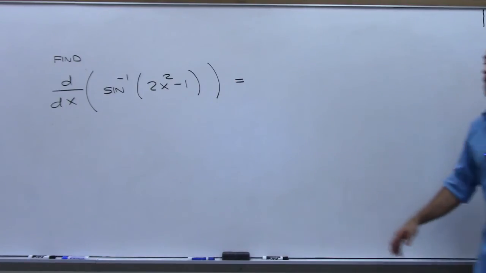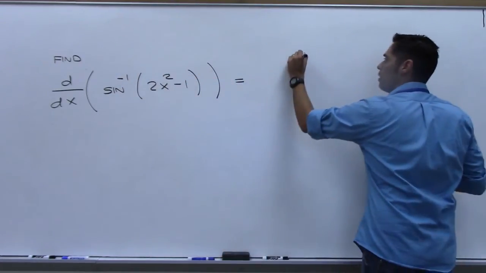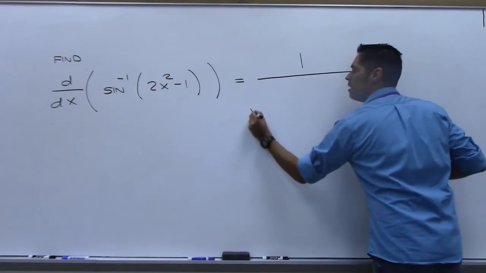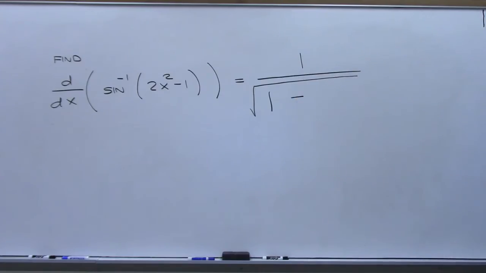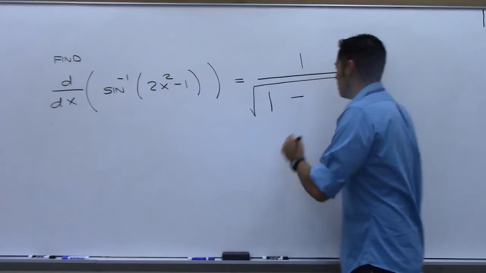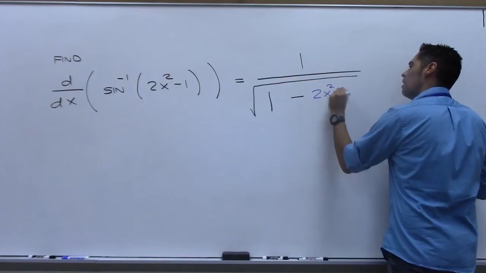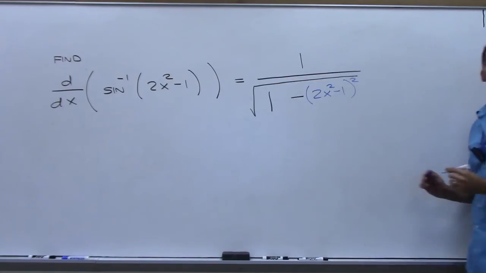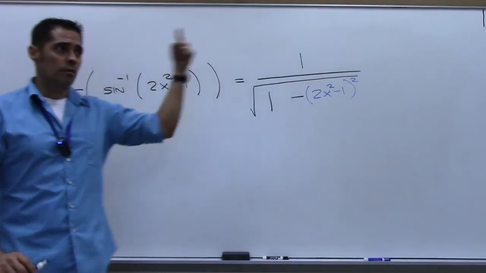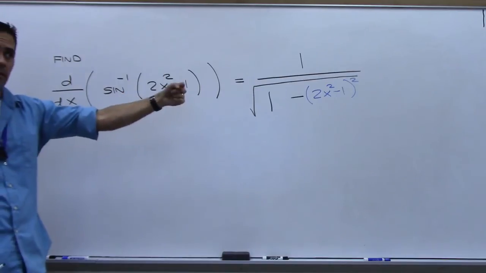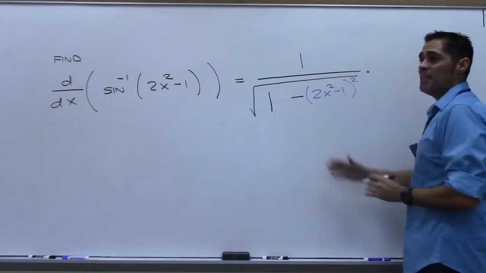So what's the derivative of arc sine of something here? 1 over the square root of 1 minus x, but x in this problem is not x. It's what? 2x minus 1. So that goes here. I'll do it in a different color. 2x minus 1, but then squared, right? So that's the formula we just came up with: 1 over the square root of 1 minus x squared. Then chain rule, times the derivative of what's in here.